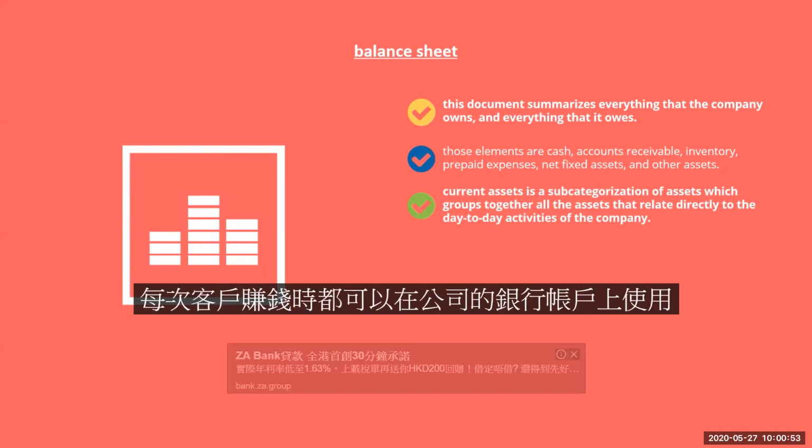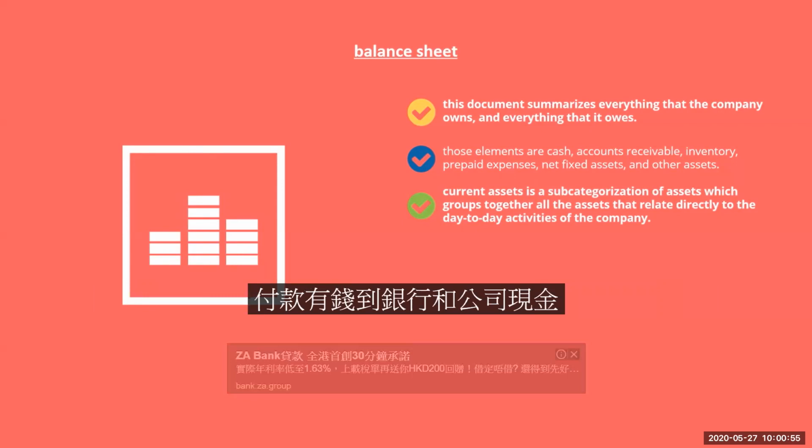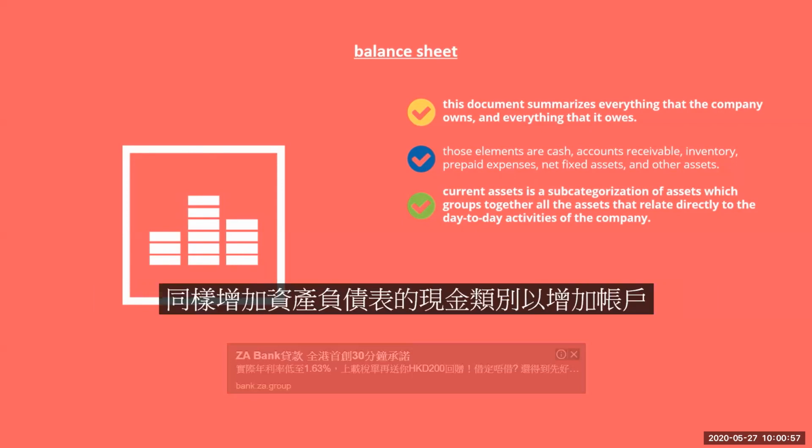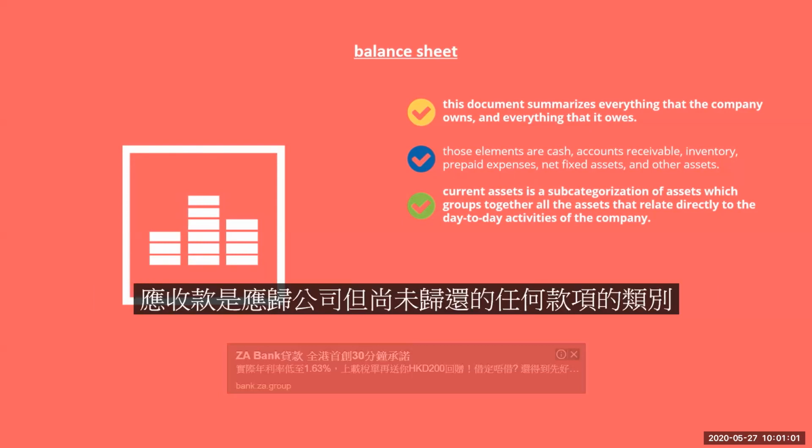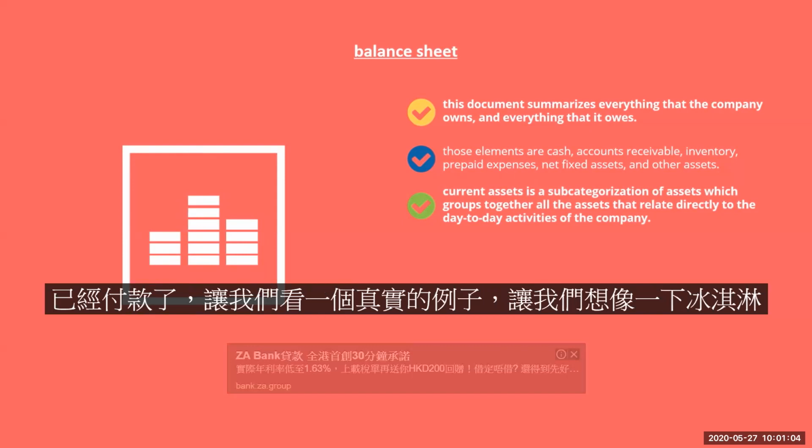Every time a customer makes a payment, there is money coming to the bank, and the cash of the company increases. Similarly, the cash category of the balance sheet increases. Accounts receivable is the category for any money that is due to the company but has not been paid yet. Let's look at a real-life example.